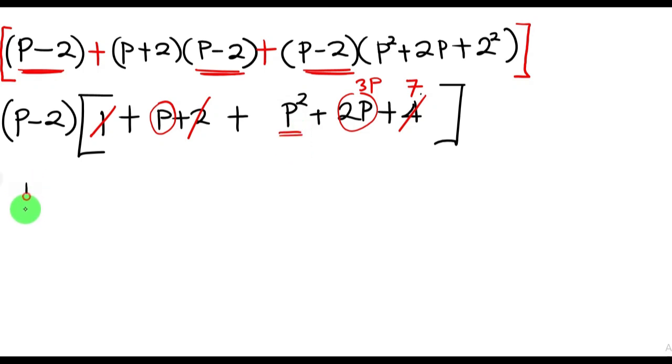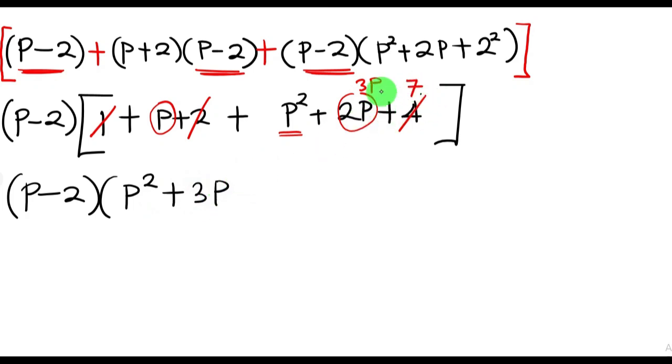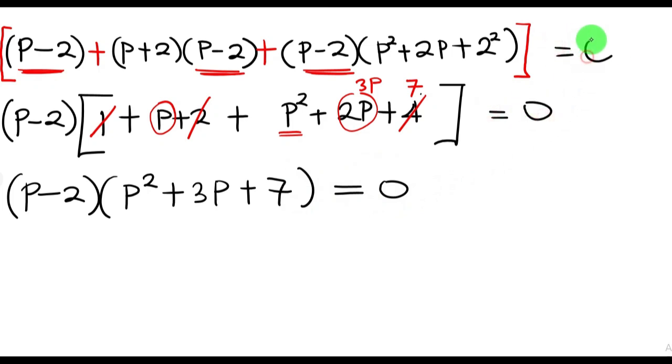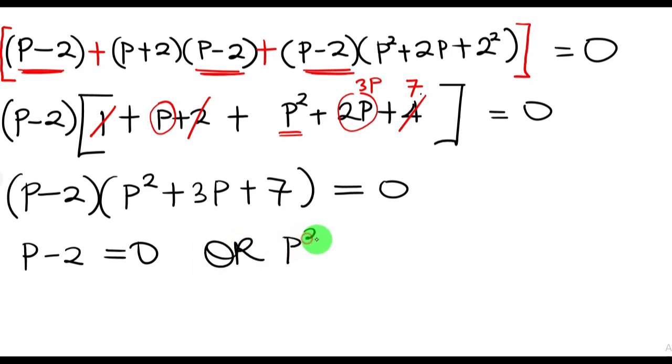So what I have left now, I can say p minus 2. Then what I have inside the whole stuff of these square brackets is p squared, then I have 3p, that is plus 3p. Then I have plus 7, then I close that, and don't forget it still equals 0. At this point, this means that p minus 2 equals 0, or p squared plus 3p plus 7 equals 0.